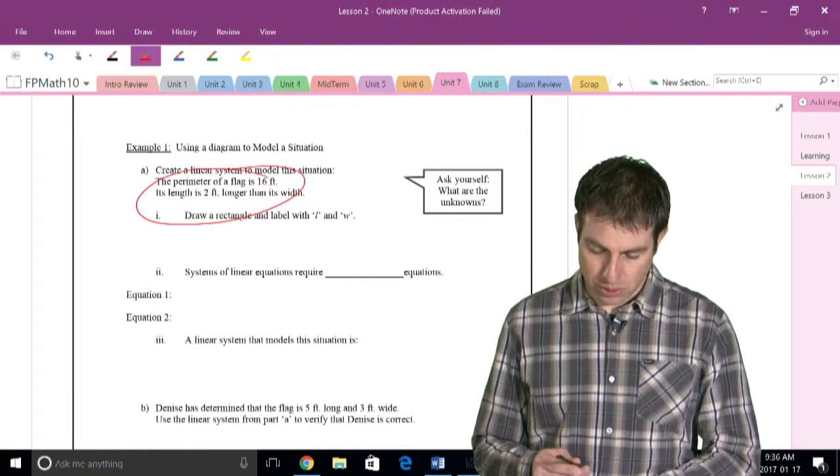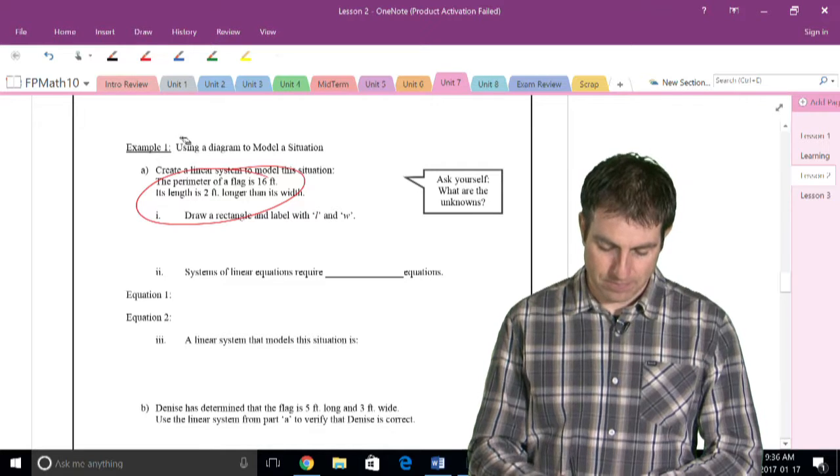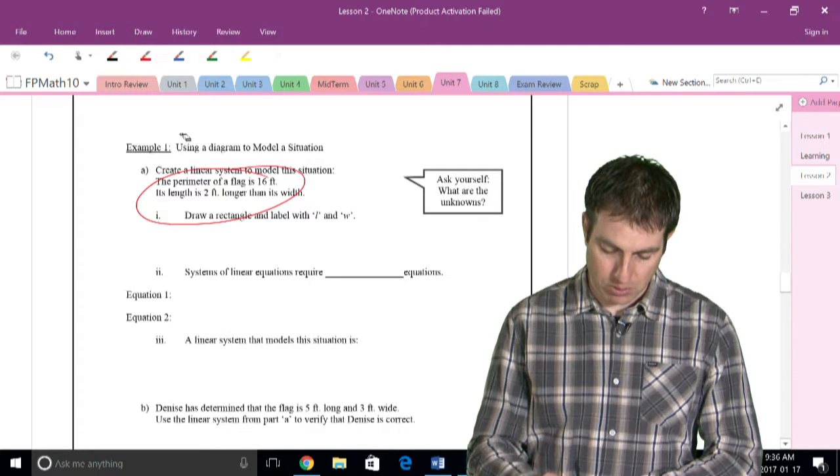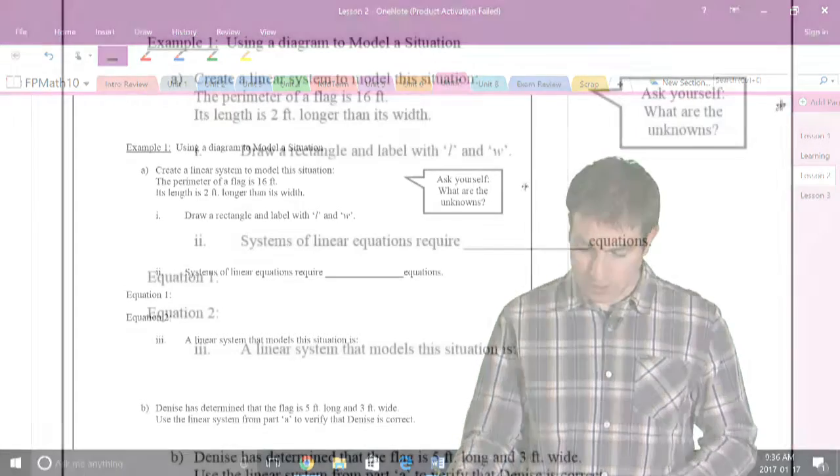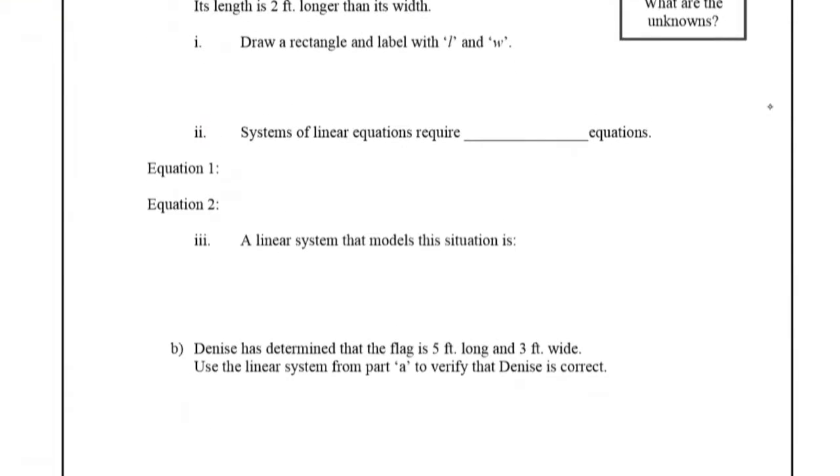So what I want to do is just try to draw a picture, try to understand what's going on here, and then maybe I can use a system of equations to solve this problem. So I have a flag. Sorry, I have a flag. And I have some length here, some length here, some width here, some width here.